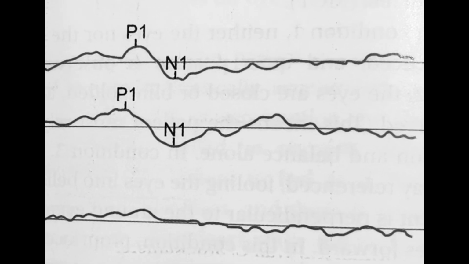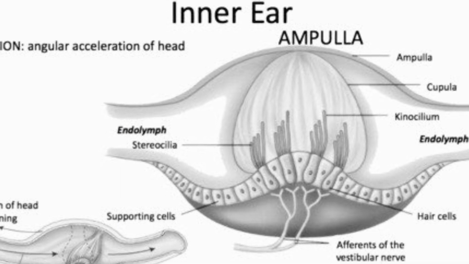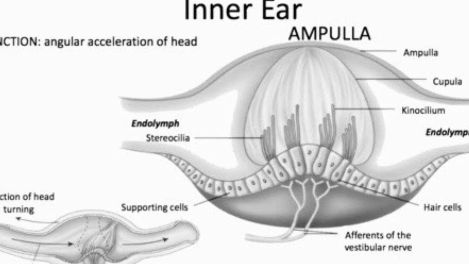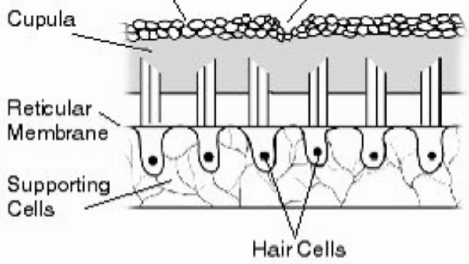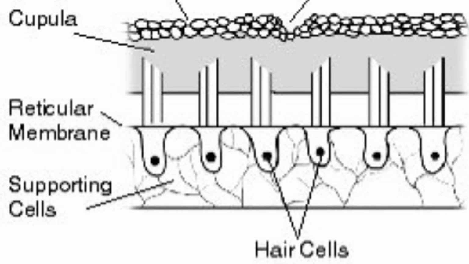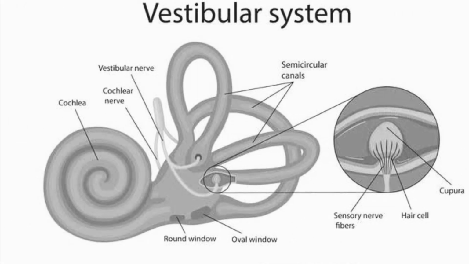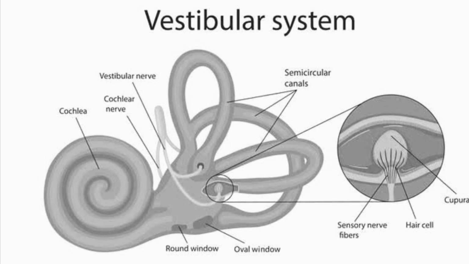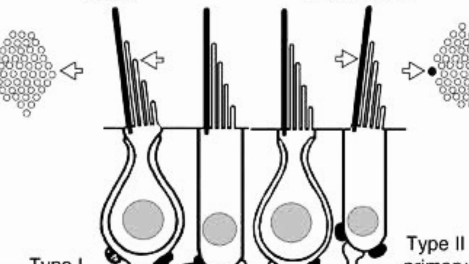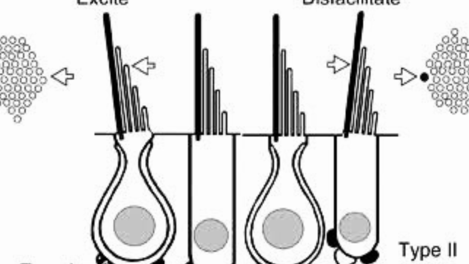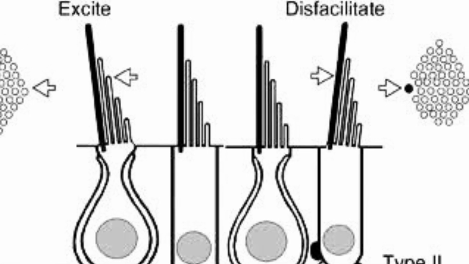To summarize, the cVEMP pathway evaluates saccular function and the inferior vestibular nerve, with responses measured at the sternocleidomastoid muscle. The oVEMP pathway assesses utricle function and the superior vestibular nerve, with responses recorded near the inferior oblique muscle. Both tests are non-invasive and critical in diagnosing conditions like superior canal dehiscence, vestibular neuritis, and Meniere's disease. Together, they provide a comprehensive assessment of otolith function and vestibular nerve integrity.